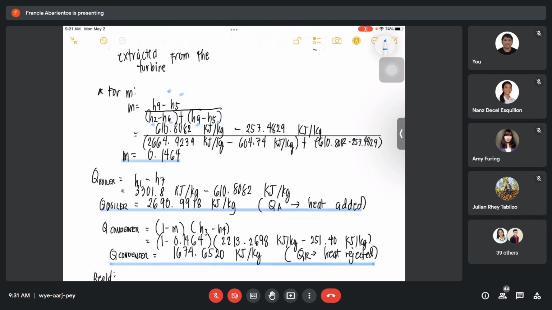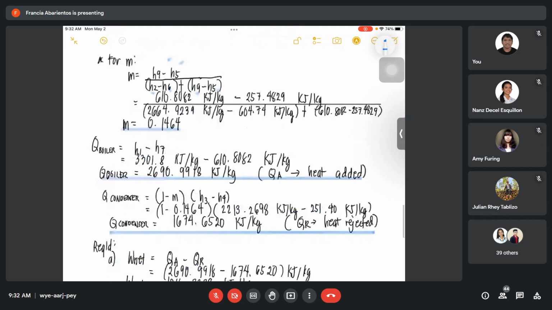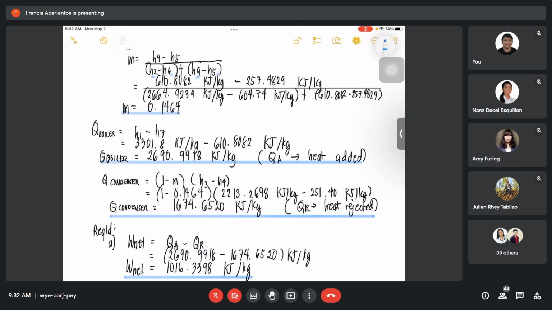And the heat added in the boiler, as I said, is on the basis of 1 kilogram mass. So, 1 times, we have 260.99 kilojoule per kilogram. And in the condenser, class, we all know that the mass extracted, or bled, of steam is 1 minus M. So 1 minus 0.1464 times H3 minus H4, we now have the heat rejected, and the heat added.